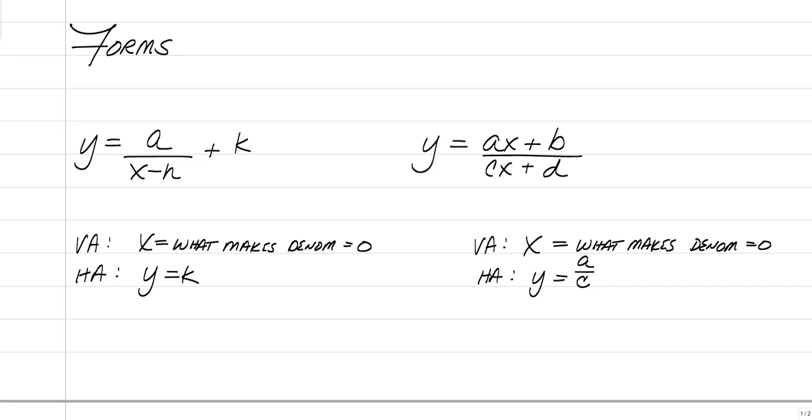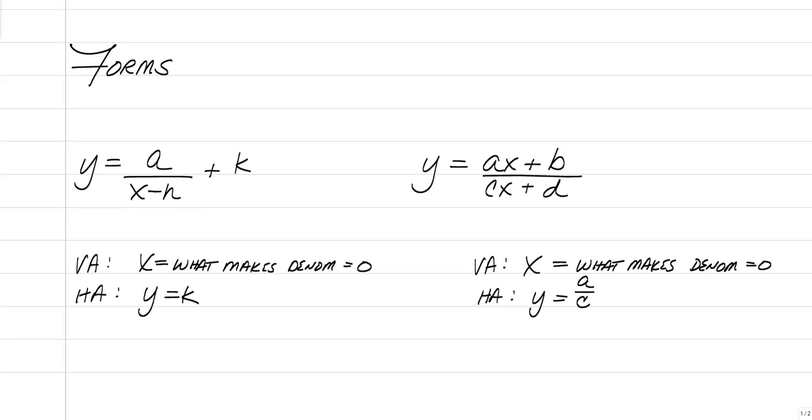Now you have two different forms that we're going to be working with. One where we have a number over a binomial, and then we're going to have a plus k off to the side. That means x is your vertical asymptote. Your vertical asymptote is going to be what makes the denominator 0. And your horizontal asymptote is this number off to the side.